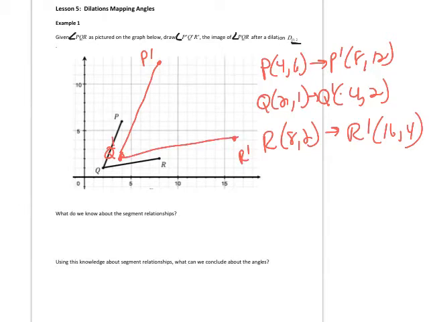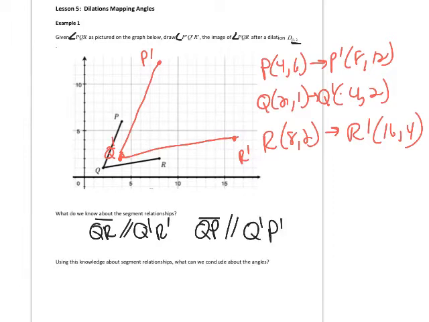What do we know about the segment relationships? Well, it doesn't matter where the center is. We know from our work in the last lesson that QR has to be parallel to Q prime R prime, and QP has to be parallel to Q prime P prime. And we also know that their lengths are doubled.